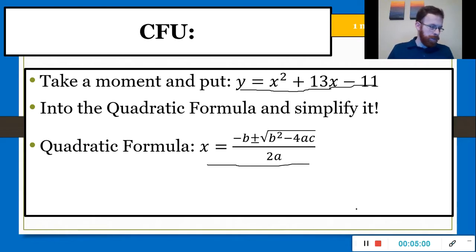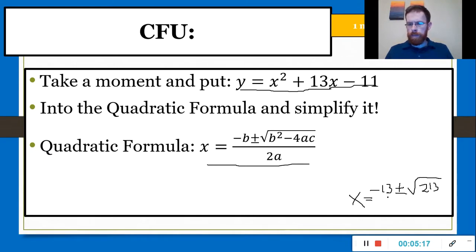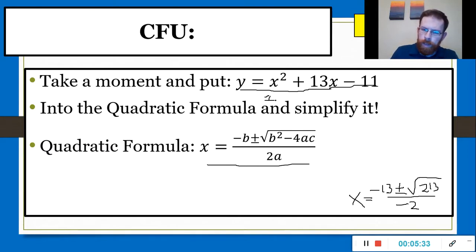So your answer should be x is equal to negative 13 plus or minus the square root of 213, divided by negative 2. That should be your final answer. Now, Mr. K, how did we get to that? Well, what's your A, B, and C? Your A should be 1, your B should be 13, and your C should be a negative 11.